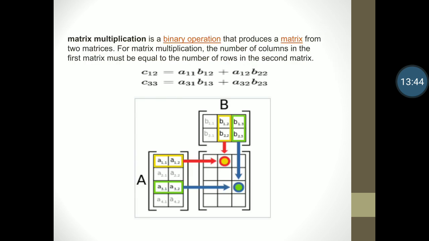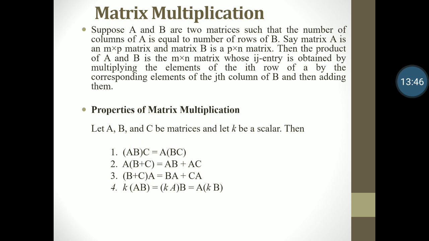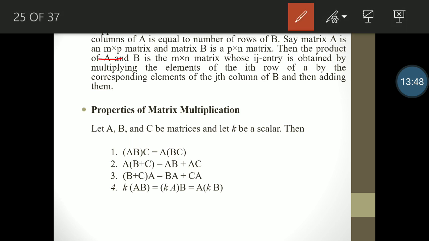So we can see here again, we have M cross P, meaning M rows and P columns, and here we can see P cross N, P rows and N columns. So our first matrix A's columns equal the second matrix B's rows. This is the essential thing.